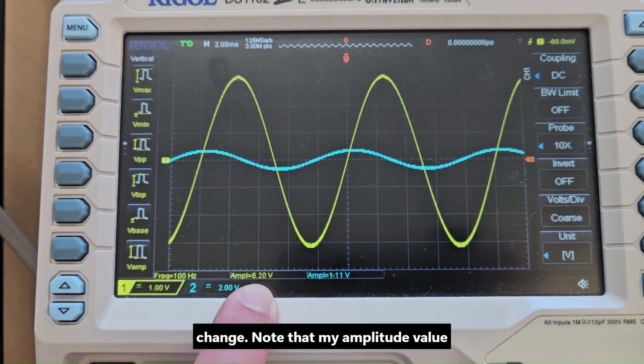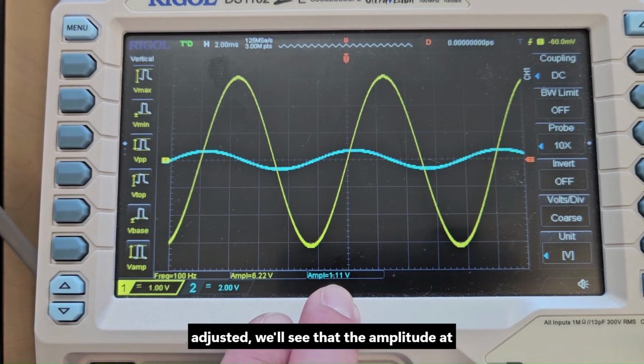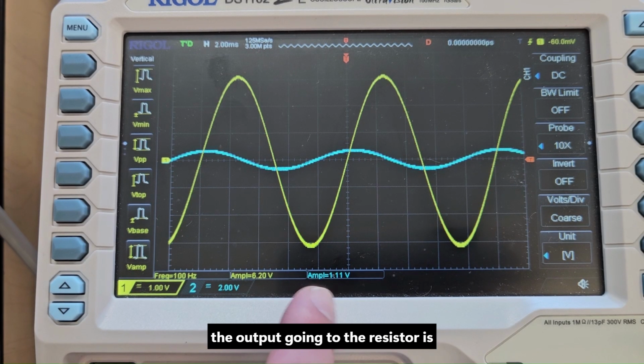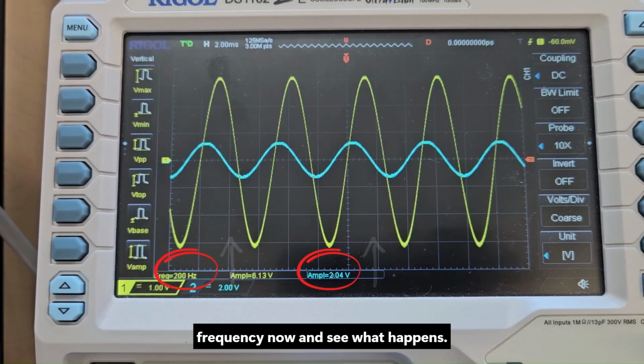Note that my amplitude value is a bit higher than what it's actually inputted, 6.2 instead of 6 volts, so about 200 millivolts off. We'll keep that in mind. So if this was adjusted, we'll see that the amplitude at the output going to the resistor is only about 0.9 volts or 900 millivolts, which is nothing out of 6, right? This is when it was at 100 hertz. So I'm going to increase the frequency now and see what happens.